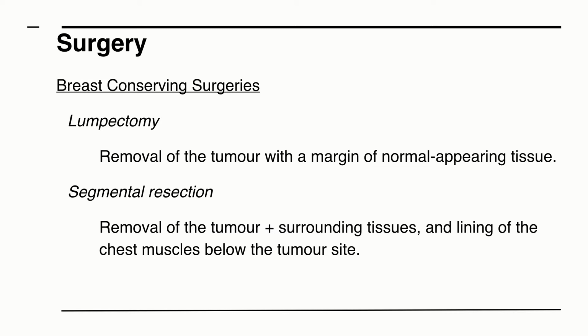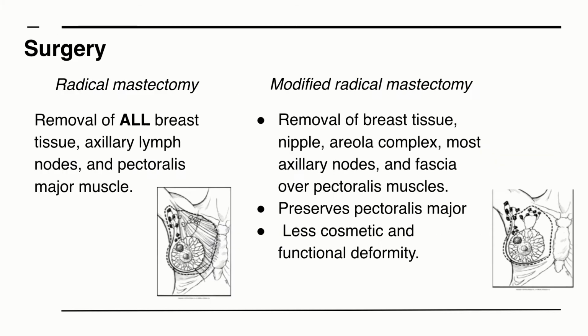If the patient is further advanced, then conservative surgeries are no longer an option. Now we're going to get into a mastectomy, which is when we take the entire breast. We have a few different options though: radical mastectomy and modified radical mastectomy. Radical means we remove the entire breast as well as the axillary lymph nodes and pectoralis major.